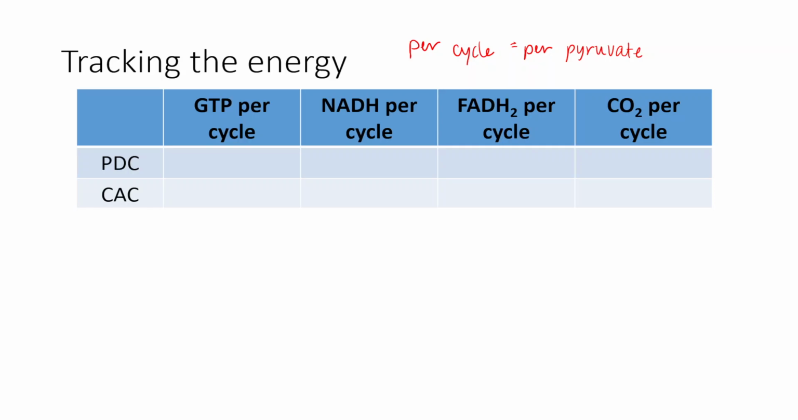Alright, so let's start with the PDC. How many GTPs are made for every cycle in the PDC? None. How about NADH? 1. How about FADH2? 0. How about carbon dioxide? 1. So at this point we have 1 pyruvate, we made it into an acetyl group, so we lost 1 carbon dioxide. So how about the citric acid cycle?